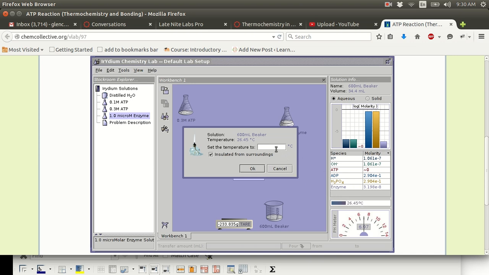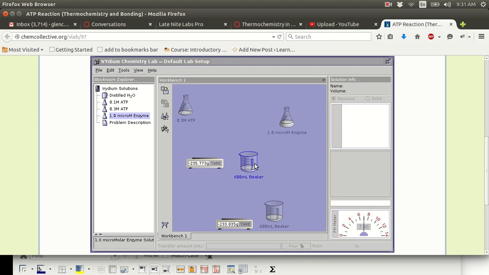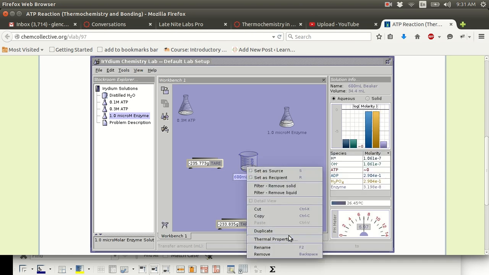Do not set the temperature to anything, however. If you set the temperature to something, you're not going to get the change in temperature due to the enzyme, as you should. So that's it. That's the hint. So those are the two weird things about this lab. The use of the scale. Each scale has to have its own beaker, and then the use of the thermal isolation, thermal properties, insulate.